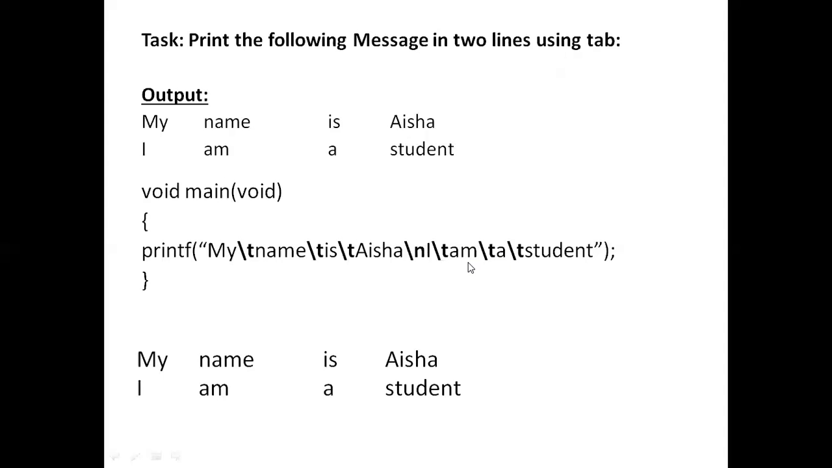So with the help of the \t and \n, I have printed this message. So this will be our output. My name is Aisha. This means that we have written the right program. Fine, this was our second example. Now we are moving towards the third example.